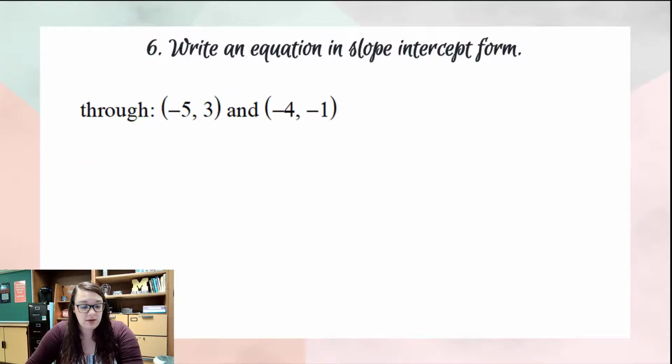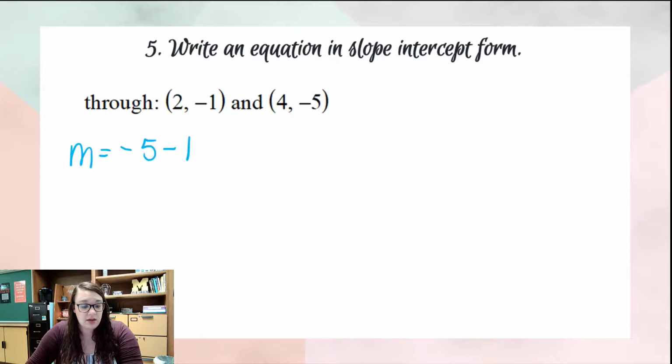Oops, I made a mistake there. I've got to make sure I don't do that, I forgot a negative. So hang on, let me fix it. I've got, again, negative 5 minus negative 1 on top. On bottom, I've got 4 minus 2.